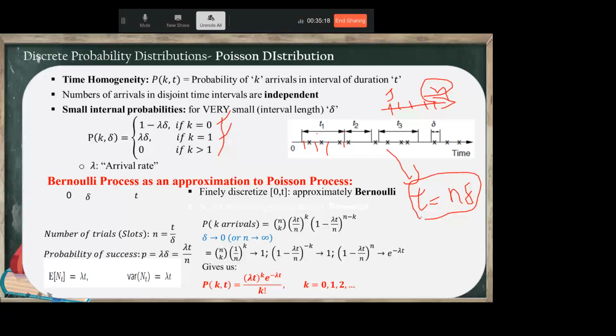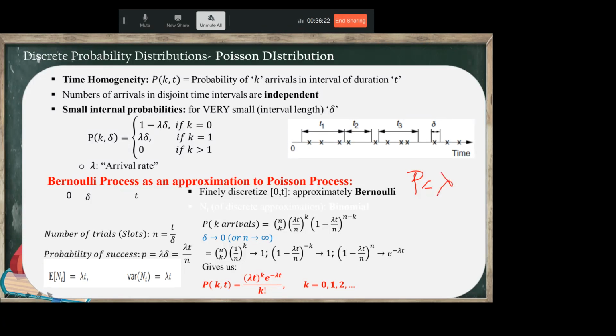It means the number of trials becomes, what will be the n? So n will become t by delta. We can again prove this in different ways. Here this is t and this is delta. Each space is delta, and this t is actually this one, and similarly this one is this one. So now we got the n. So the probability of success here, what is the probability of success? It's p. And what is p?